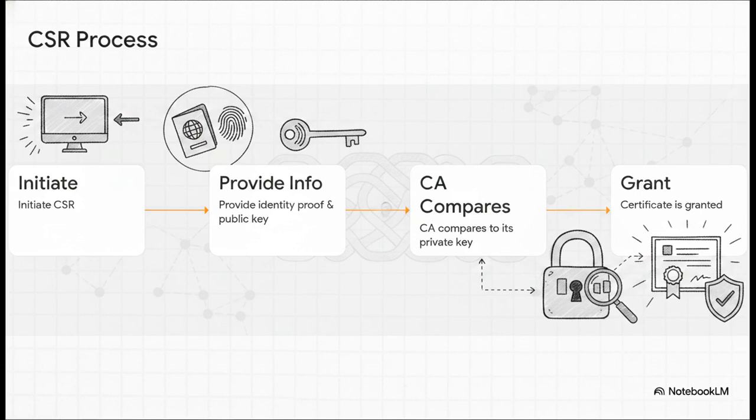In the digital world, this is done by initiating a certificate signing request, or CSR. The requesting computer presents two absolutely critical items: proof of the user's identity and their public key. It's essentially a formal application saying, hey, here are my credentials and here's my public key. Please prove it's really me. The CA then compares this against their own private key, and if everything lines up, that trusted certificate is granted.